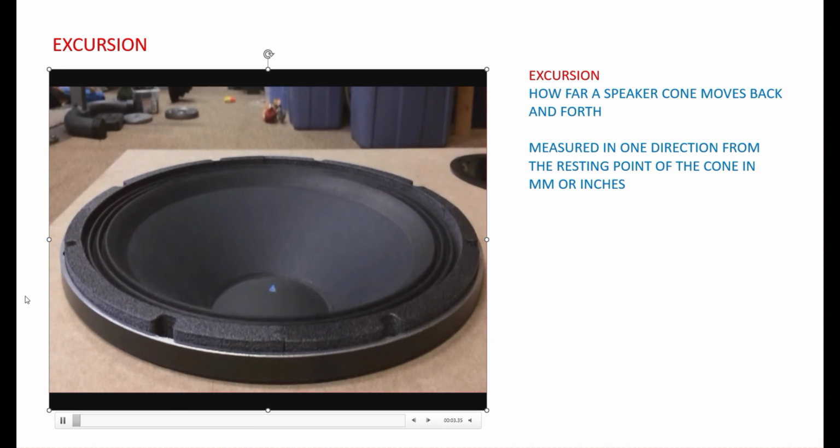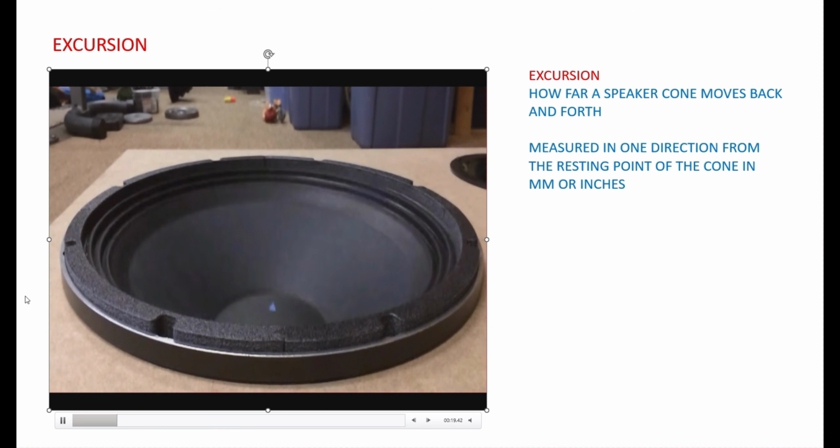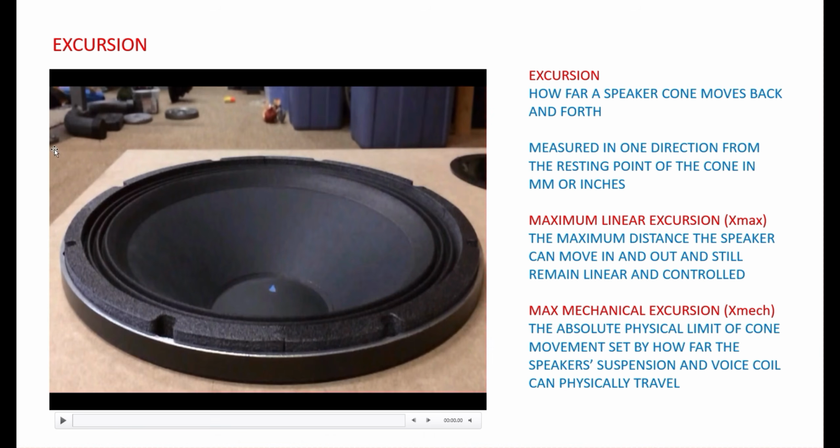Okay, so we're going to start by talking about excursion. Now, excursion is how far a speaker cone can move back and forward. It's measured generally from one direction, so from the speaker's resting position to fully extended forward or fully extended back. And it's usually measured in millimeters or inches. Now, there are two terms to describe excursion. One is called Xmax and one is called Xmech.